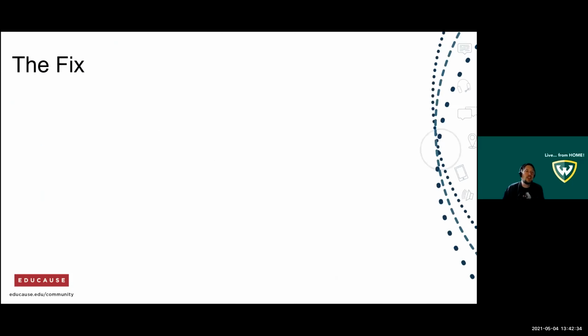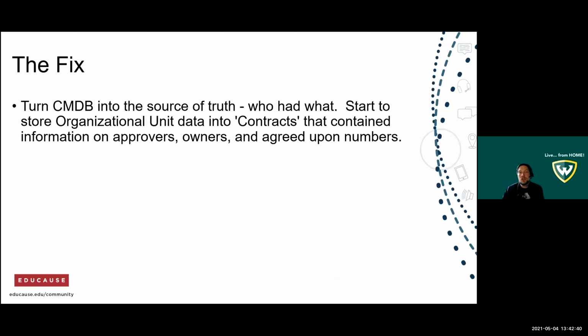So how did we actually go about improving this process? We took something that we were already using, which was our CMDB, and we really turned it into the source of truth. So instead of just storing inventory data, like it's this serial number, it's this primary user, and its warranty data is this, we made it an actual asset management database.